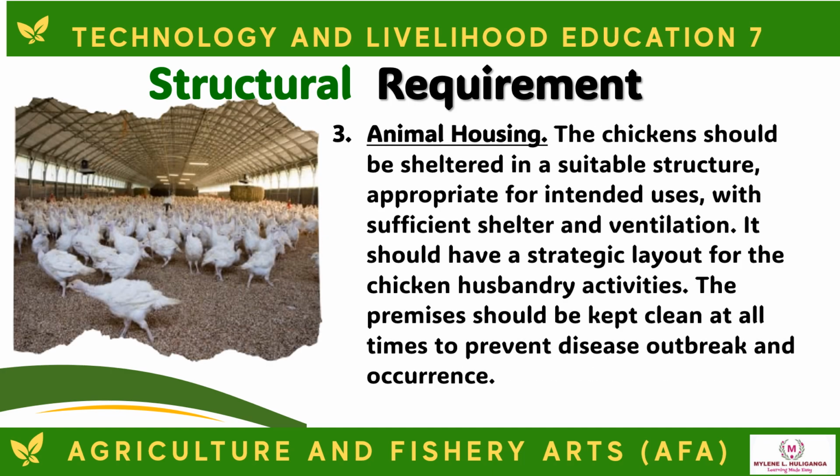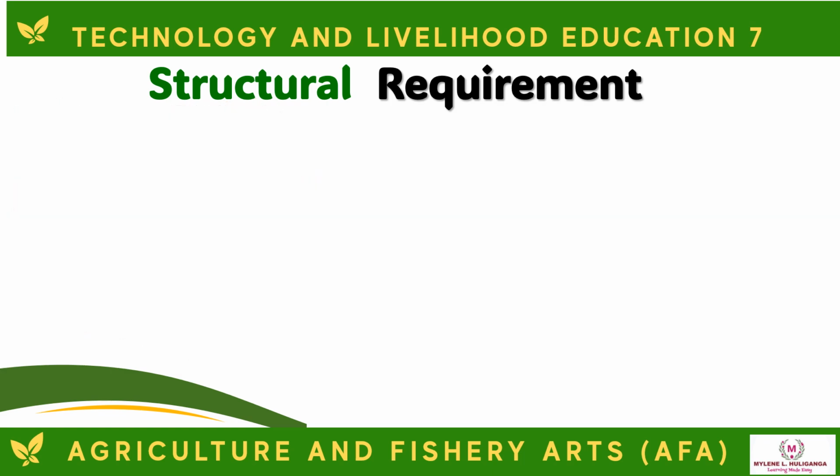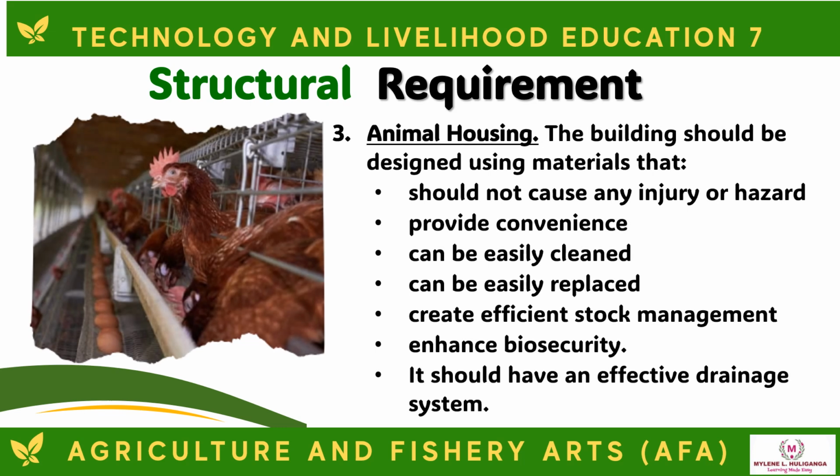The animal housing. The chickens should be sheltered in a suitable structure, appropriate for intended uses, with sufficient shelter and ventilation. It should have a strategic layout for the chicken husbandry activities. The premises should be kept clean at all times to prevent disease outbreak and occurrence. Animal housing. The building should be designed using materials that should not cause any injury or hazard, provide convenience, can be easily cleaned, can be easily replaced, create efficient stock management, enhance biosecurity. It should have an effective drainage system.